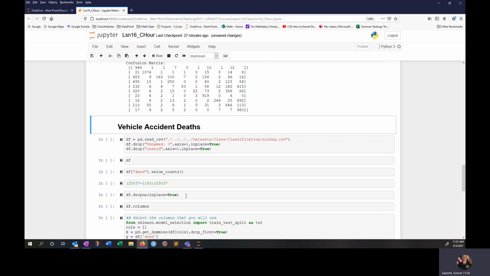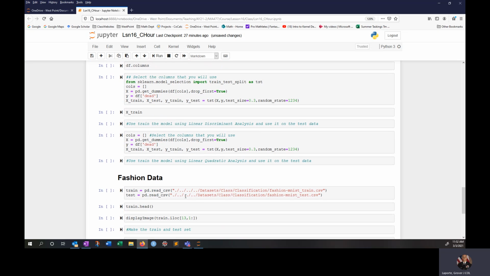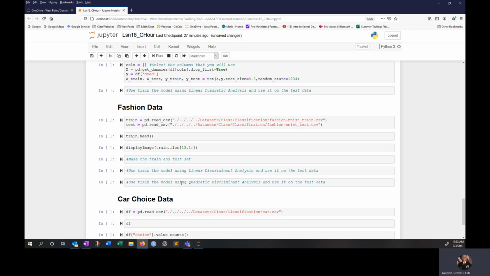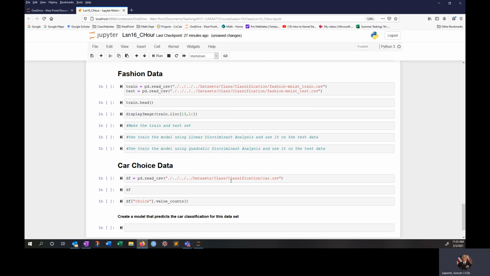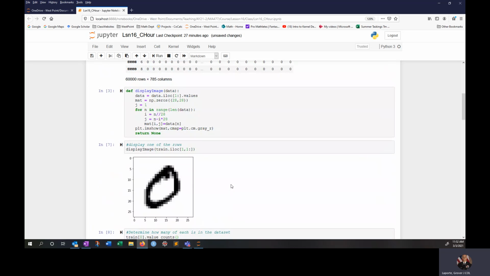I'll let you guys finish the vehicle of death. I'm not going to sit here and go through that, but I've given you a lot of the code that's in there. And then there's the Fashion MNIST data, and then a car choice. I mean, there's lots of data out there that you can use.